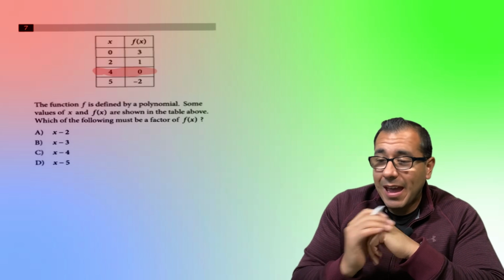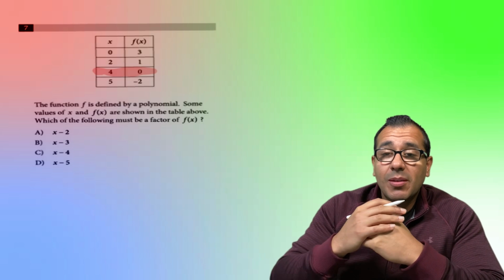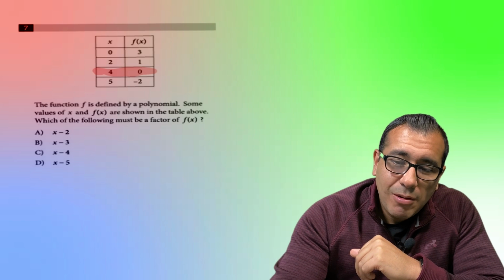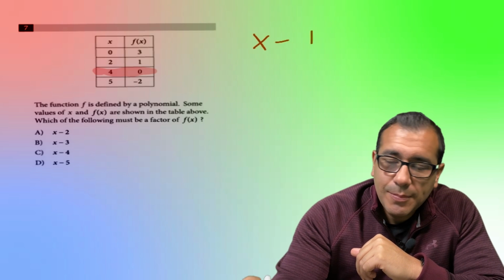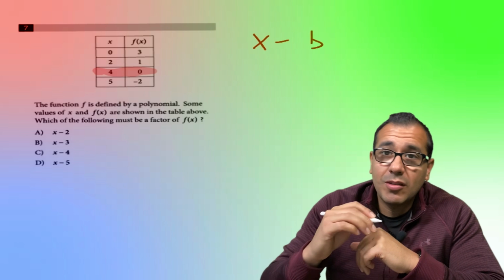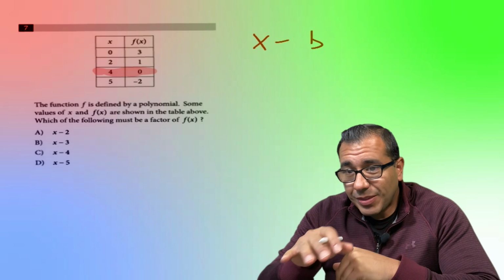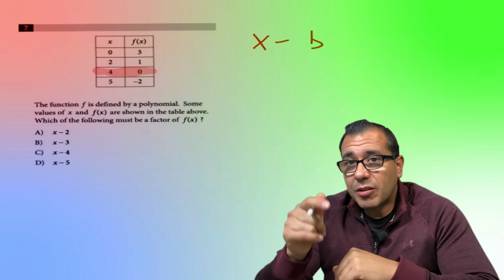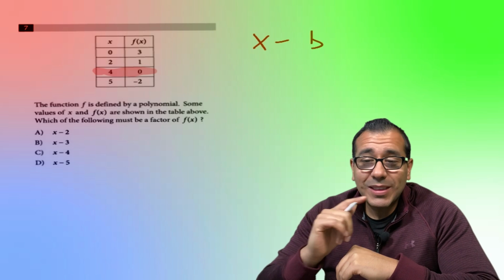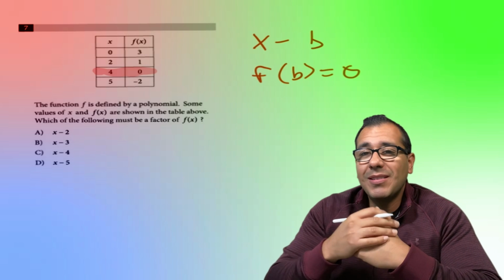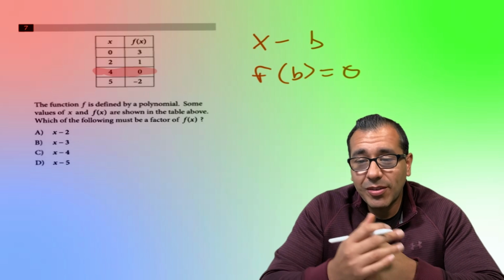So we have some theorems out there. One of the theorems is, let's say you have a factor x minus b. If x minus b is a factor of our original polynomial, what that tells us is that f of b, when I plug in b, is going to give me an output of 0. That's one of our theorems.